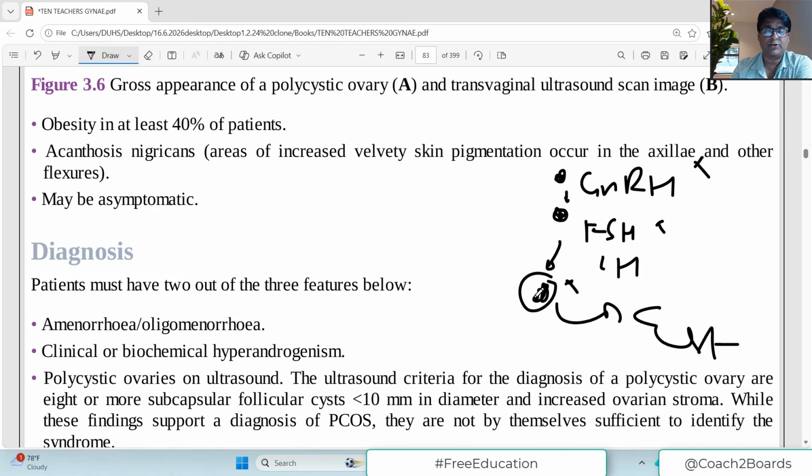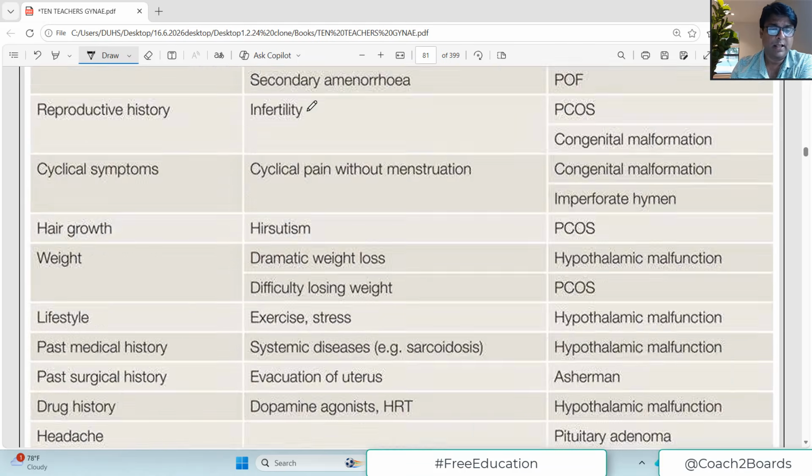So for example, in Turner syndrome, there is a streak ovary, no particular ovum there to develop, the structure of the ovary is not there. So you should remember this axis, okay?